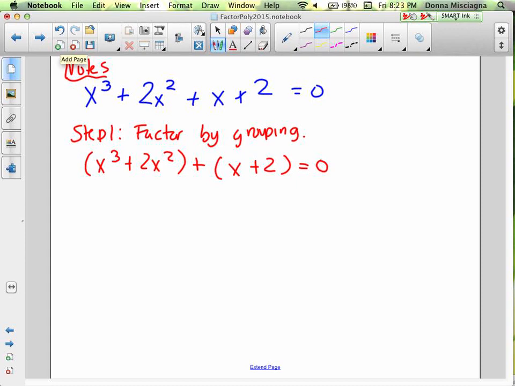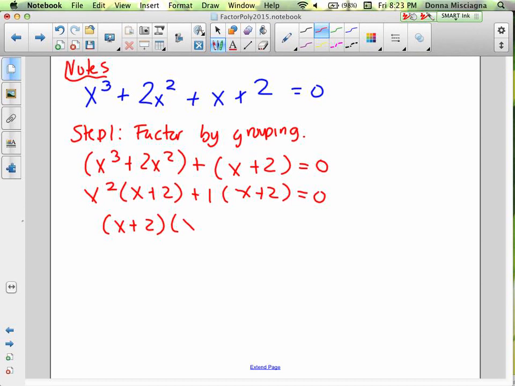All right, so we'll pull out our greatest common factor. We factor out an x squared, right? And if we do that, we're going to be left with an x, because x cubed divided by x squared is x, and 2x squared divided by x squared is 2. What can we factor out of an x and a 2? Well, just 1. And of course, you divide anything by 1, it's still the same thing. We have a repeating x plus 2. And then our leftovers, when we factor out the x plus 2, is x squared plus 1.